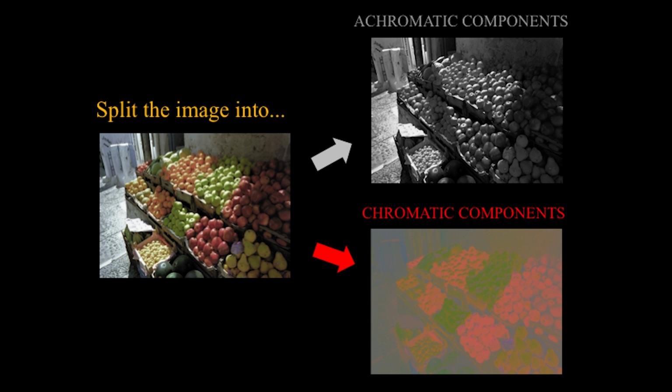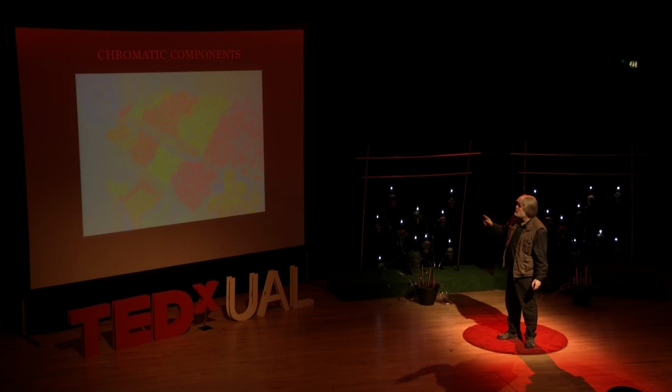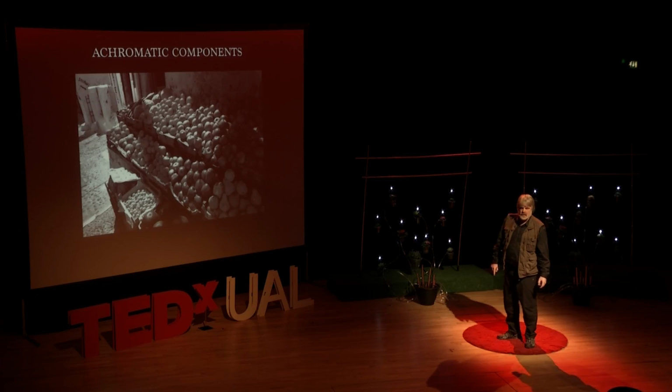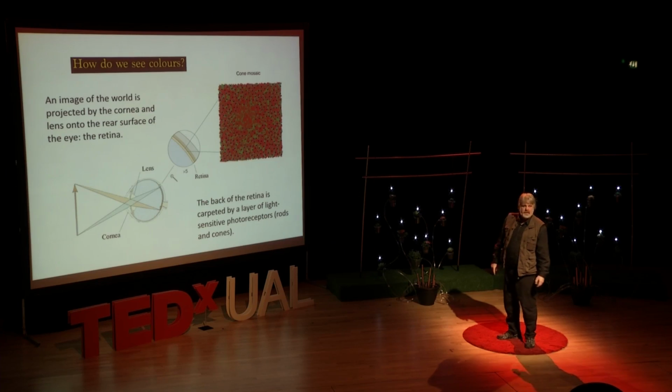here, you can see that most of the details are contained in the achromatic image. The chromatic components by themselves provide relatively limited information. The detail in both space and time is really contained within the achromatic information. So I'm setting myself up for failure at the beginning because I'm telling you colour is not that important. So how do we see colour?